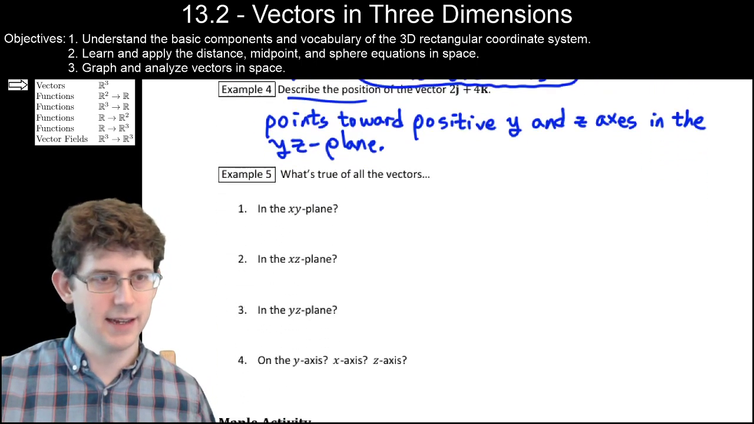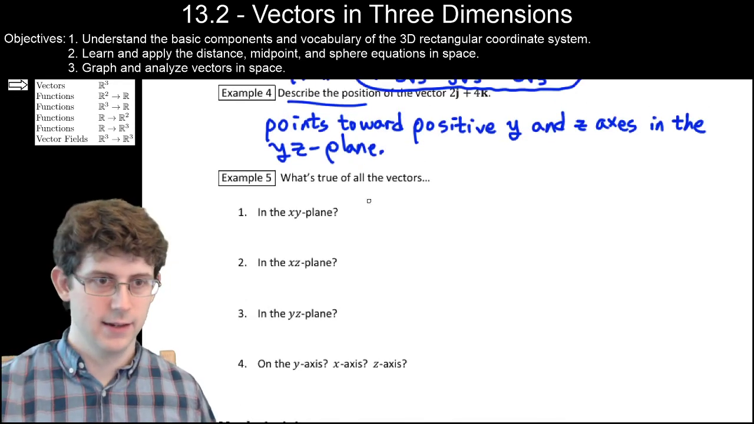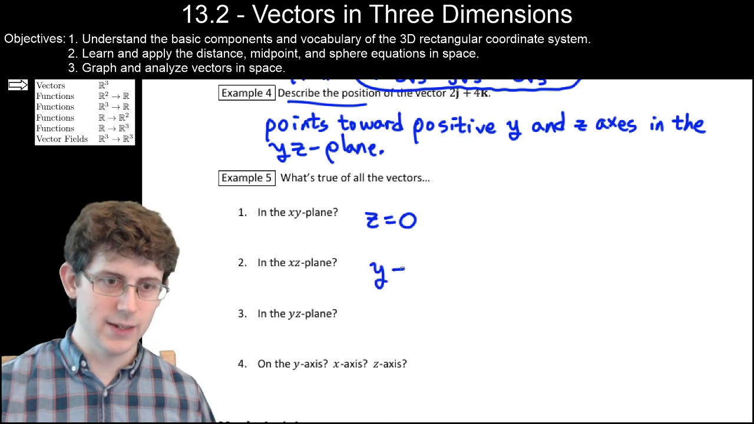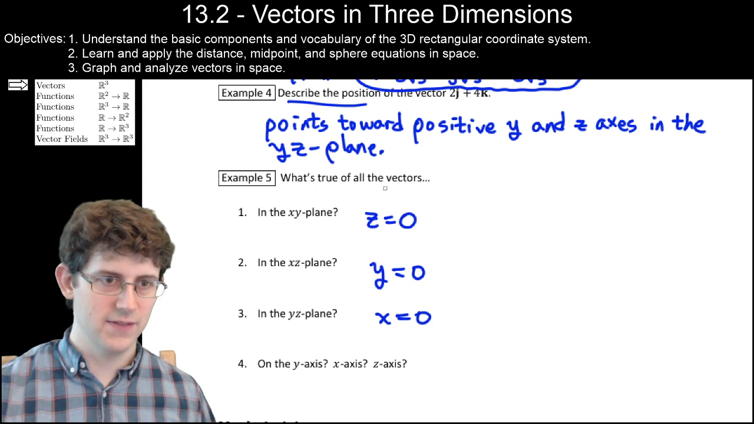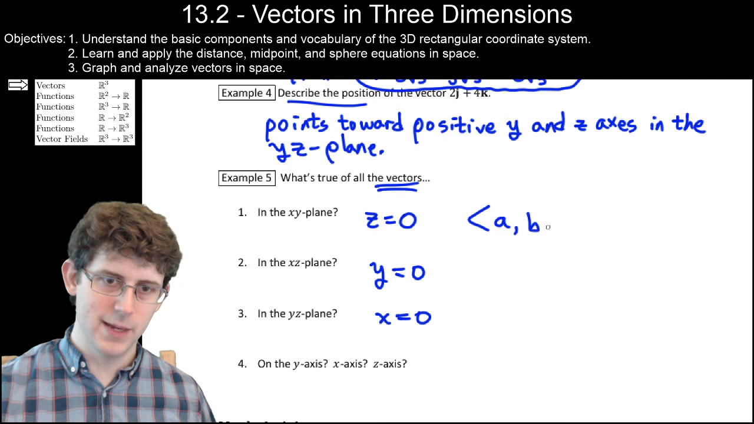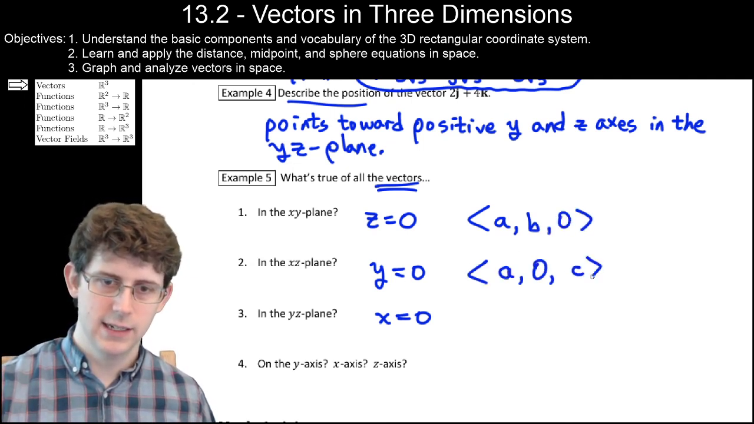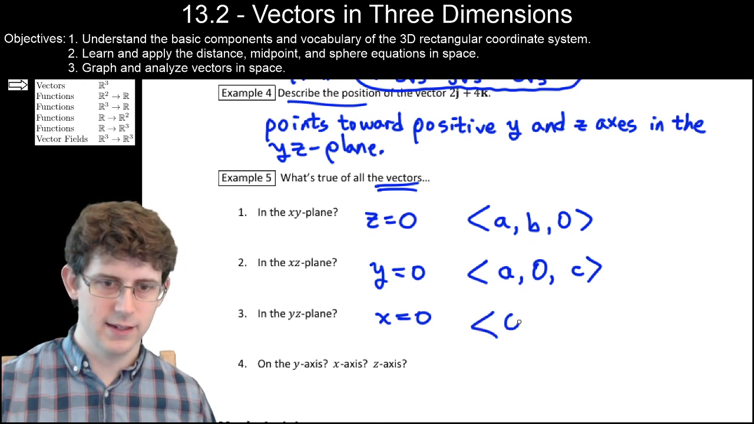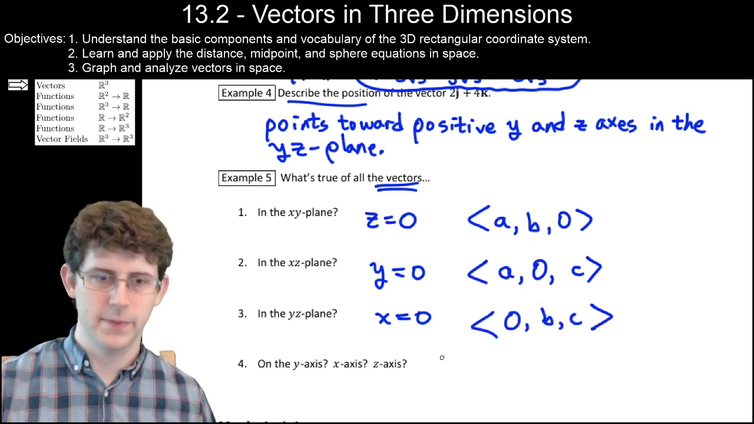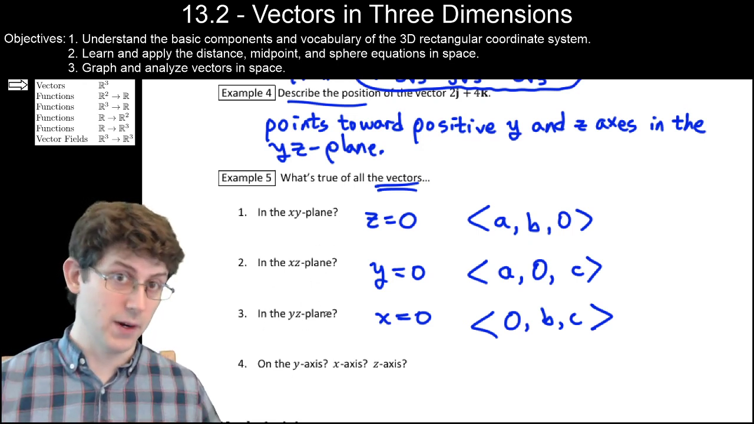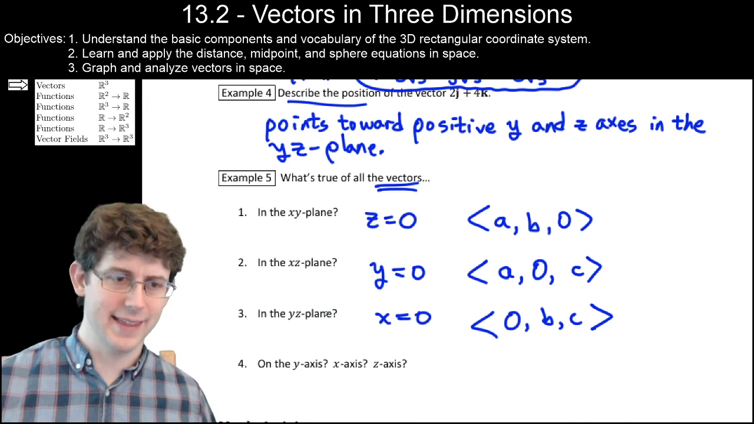So let's just summarize that. In the xy plane, that's z equals 0. In the xz plane, y equals 0. And in the yz plane, x equals 0. So these vectors look like a, b, 0. These look like a, 0, c. And these look like 0, b, c. So that's nice. I mean, if you set a variable equal to 0, you land on one of the coordinate planes. How do you actually land on the axes?